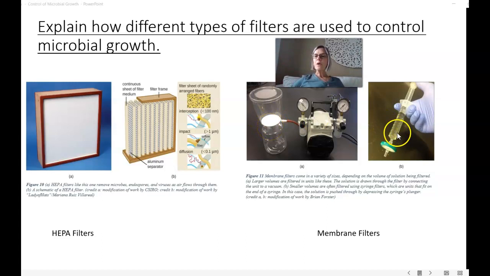If I want to do a really small volume, I can use a membrane filter on the end of a syringe and push that liquid through there, and you'll get sterile liquid coming out the end. And when I worked in research labs, a lot of times we would use membrane filters if we had heat-sensitive liquids, or if I needed something really quick, or if I just needed a really small volume of something. So membrane filters are probably more common in research settings.